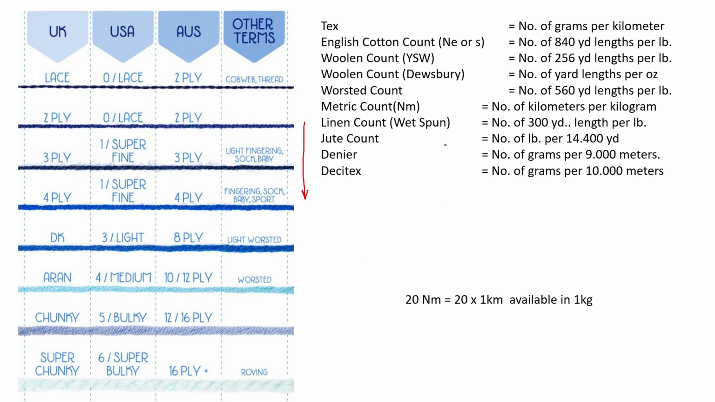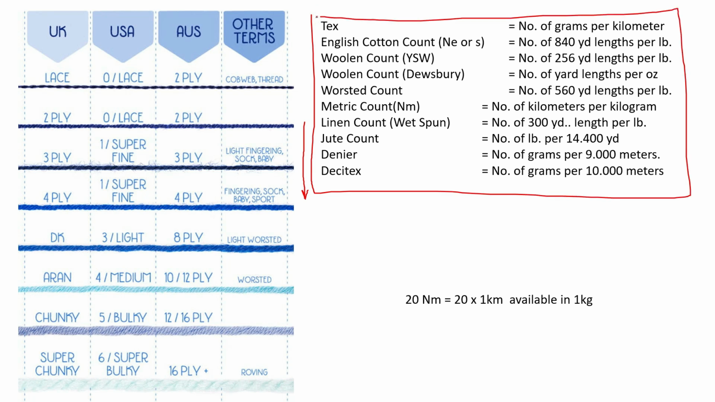Yarn counts are normally measured using count systems. As an example, if we select the metric count system, it means the number of kilometers per kilogram. So as an example, 20 Nm means in 1 kilogram of yarn there are 20 pieces. Each piece contains 1000 meters.